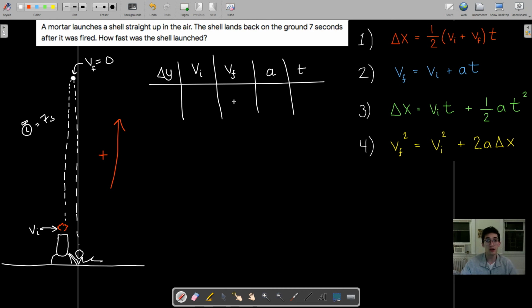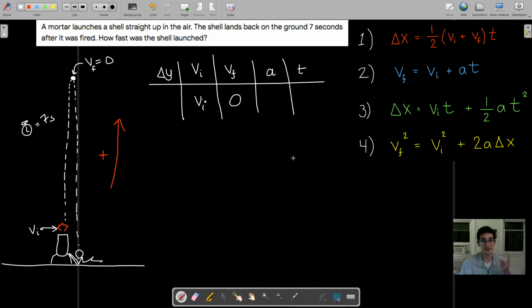All right, well, we know one of our pieces of information is that the final velocity is 0. The velocity at the top of the arc is 0, so our final velocity is 0, okay? We also know we're looking for our initial velocity. It's asking us how fast the shell was launched, so we want v initial. So we must have 2 more pieces of information here.